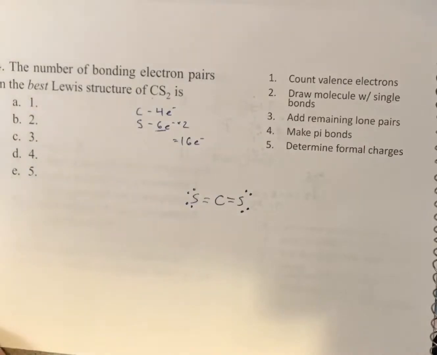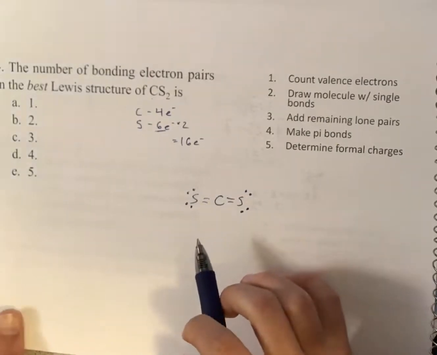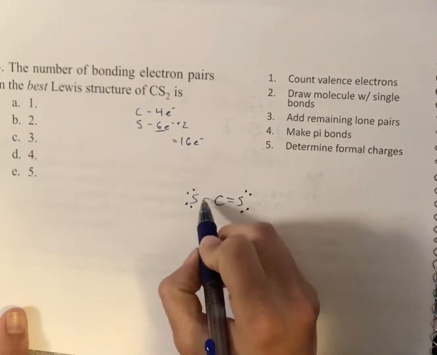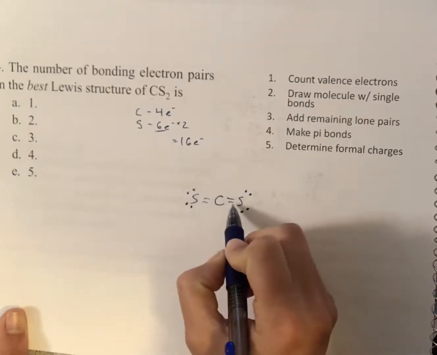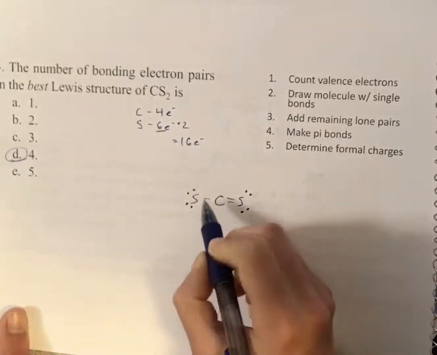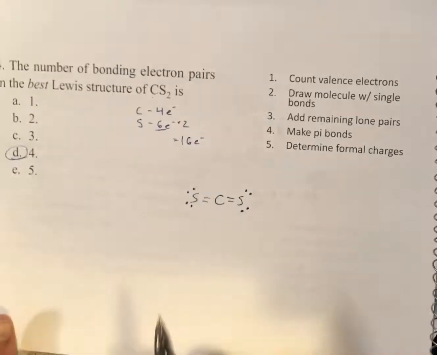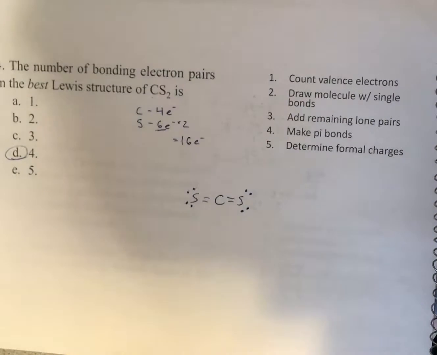So the number of bonding electron pairs in the best Lewis structure is going to be 4 here because, see, we have 4 bonds. So the number of bonding electron pairs literally just refers to how many bonds are there in this molecule.